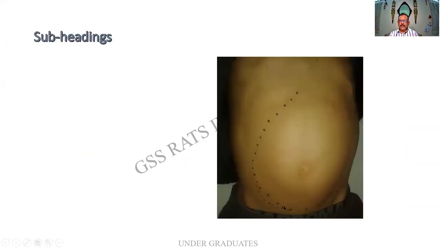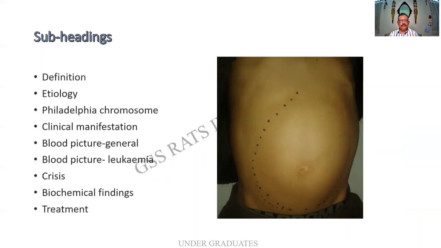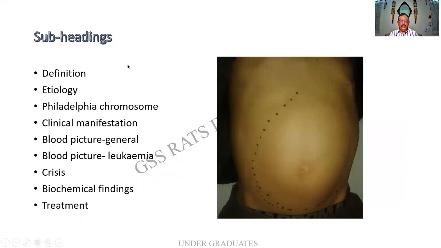So look at this particular picture, umbilicus, and then there is a massive enlargement, and the dots denote where the edges are. Massive splenomegaly crossing the umbilicus sometimes could be palpated in the right iliac fossa. What are the causes? And these are the subheadings that we should be dealing the topic with.